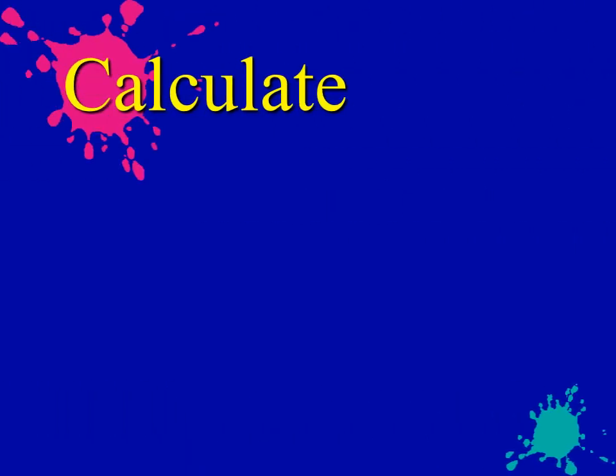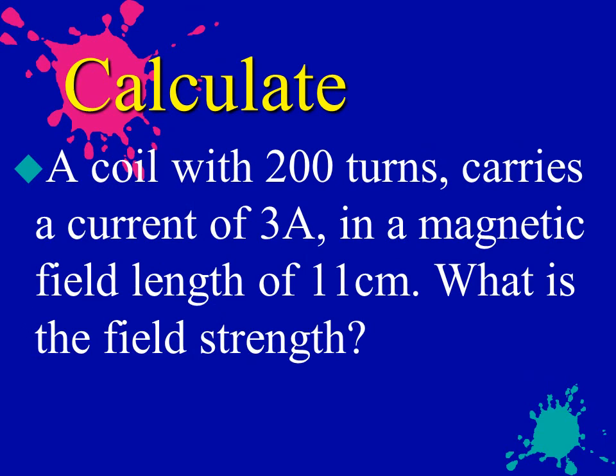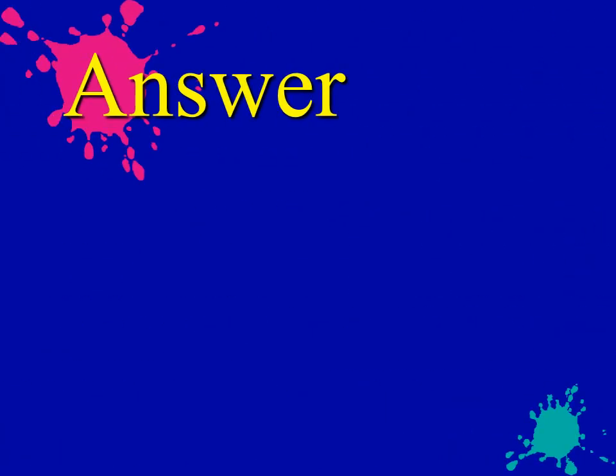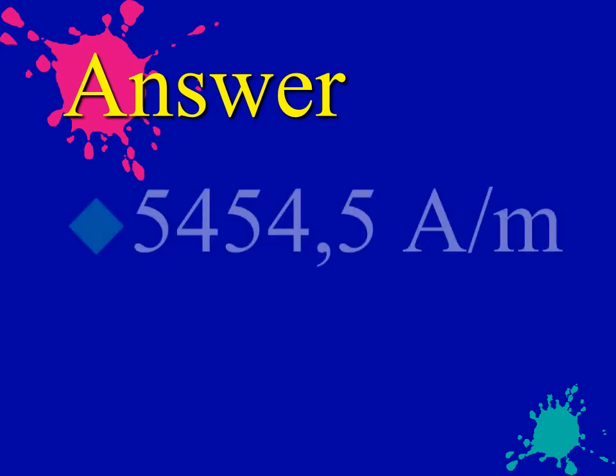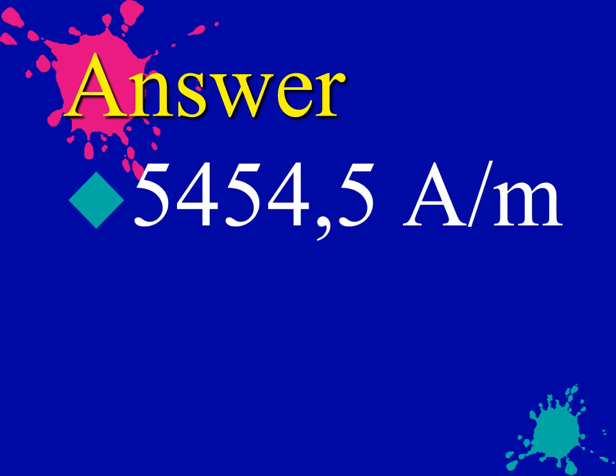Now do the following calculation. A coil with 200 turns carries a current of 3 amperes in a magnetic field length of 11 centimeters. What is the field strength? Stop the presentation now and work out the answer for yourself. The answer is 5454.5 amperes per meter. This is the end of study unit 3 on electromagnetism.